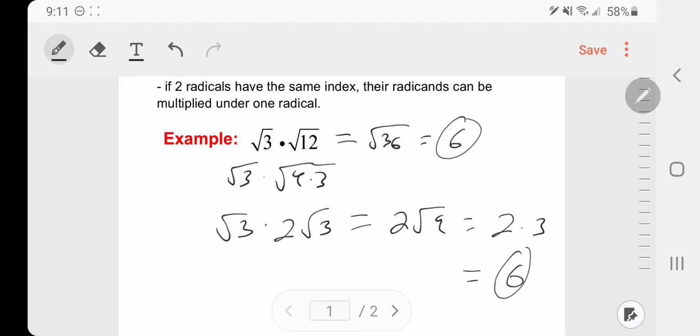Now that one seems like more work here. It is definitely more work in this question, but as you go through with bigger numbers, simplifying beforehand tends to be the way to go here. Let's take a look at a couple more.